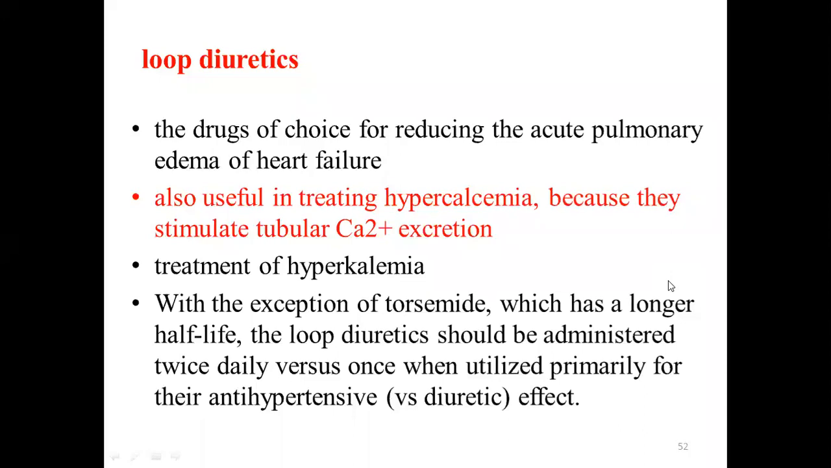What is the role? Can someone try? Sorry. Can someone try? Samiha? Yes, sir. Okay, can you state normally what is the role of loop diuretics in the management of liver cirrhosis?